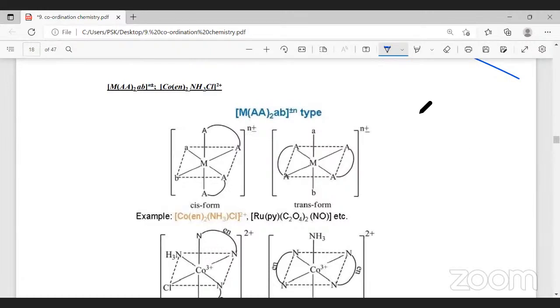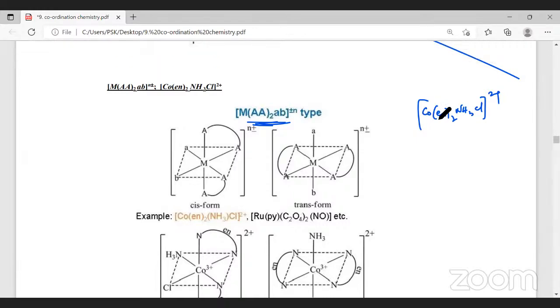So we'll take an example like cobalt, en twice, ammonia, and chlorine, 2 plus. This is the complex. Examples given: this is of the type metal AA twice, AB, plus or minus, and the charge of the metal complex can be positive or negative. Now, what is the coordination number for this? That's 6. Now, coordination number will be 6 and the structure will be octahedral.